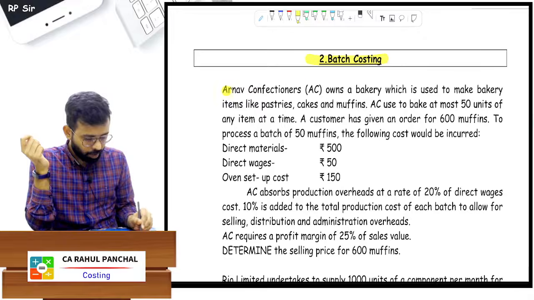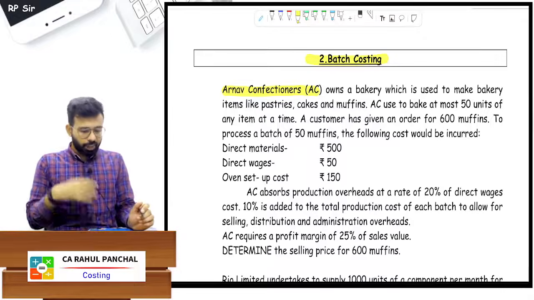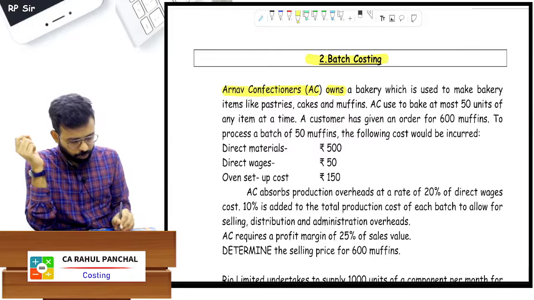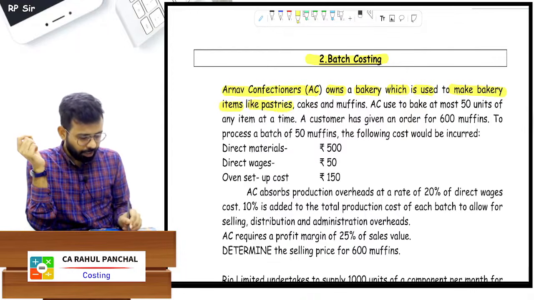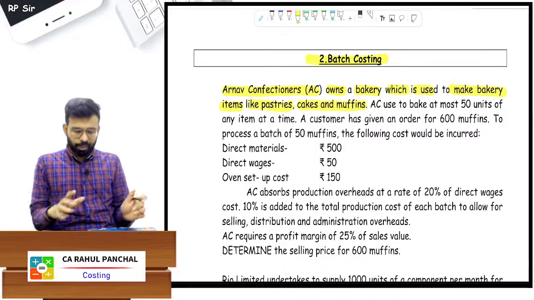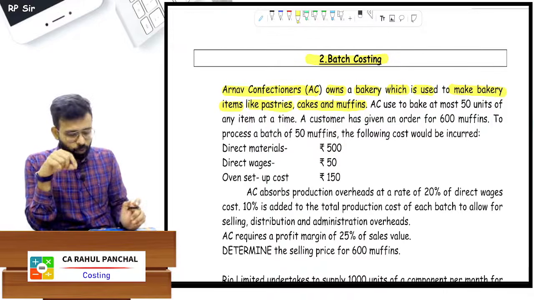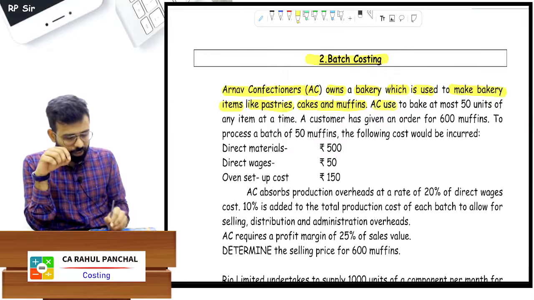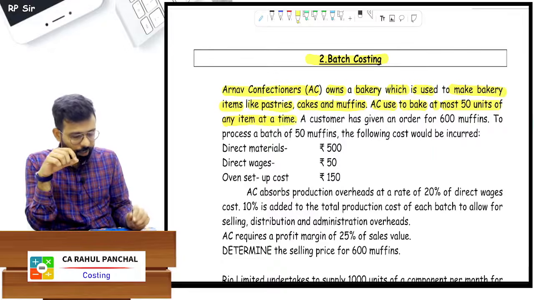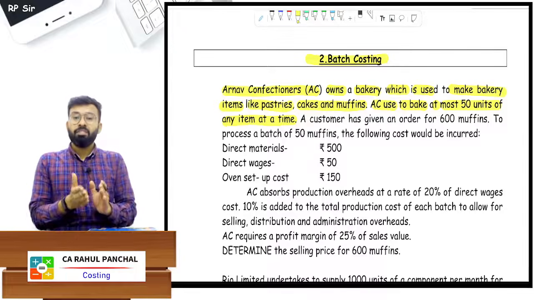Very easy question. Arnav AC, or we can say confectioners, owns a bakery which is used to make bakery items like pastries, cakes and muffins. So we have a bakery. The name of the bakery is AC. AC used to bake at most 50 units of any item at a time. So at a time we bake 50 items.